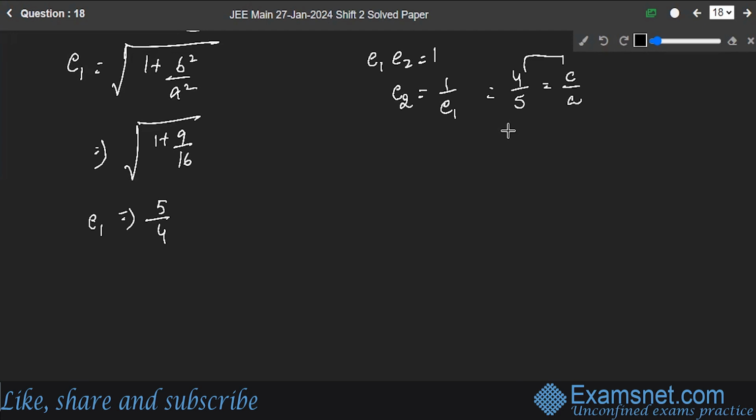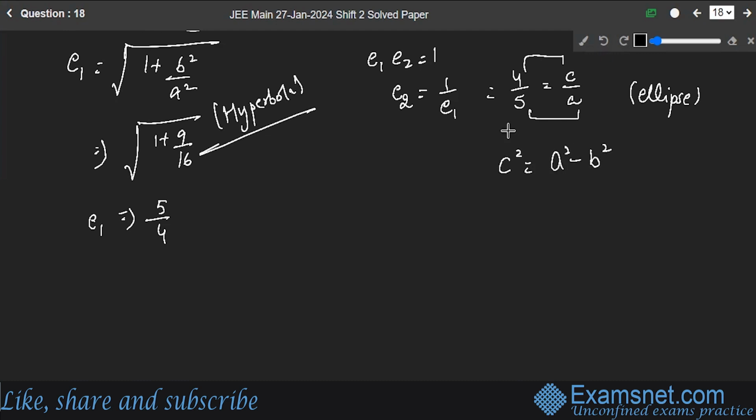So you have C as 4 and A as 5 for the ellipse. This was your hyperbola. Now for the ellipse, I have A, let's calculate B also. For the ellipse, you have that C square is equal to A square minus B square. This is 4 square, A square is this minus this, B square is equal to 25 minus 16. So B will be equal to 3 in this case.